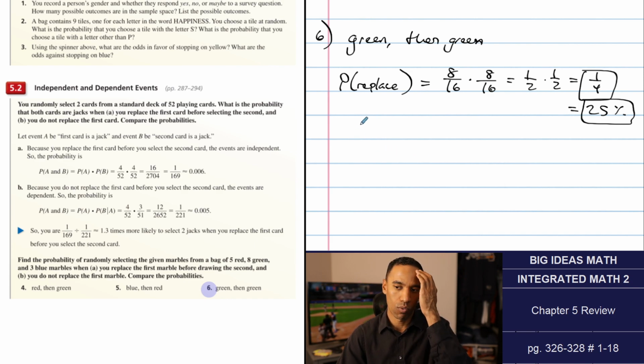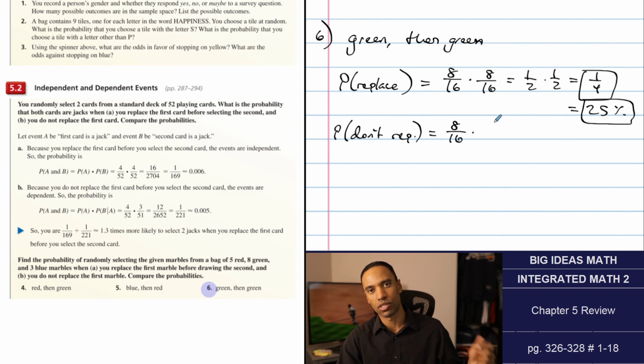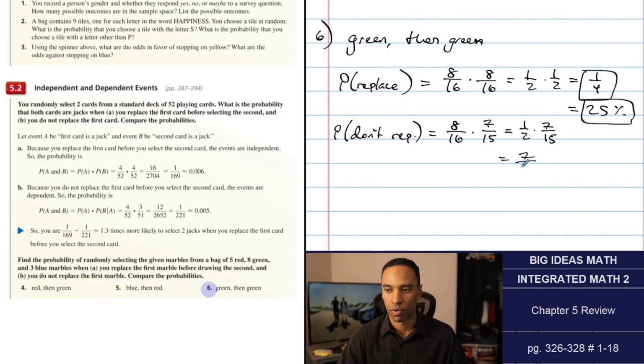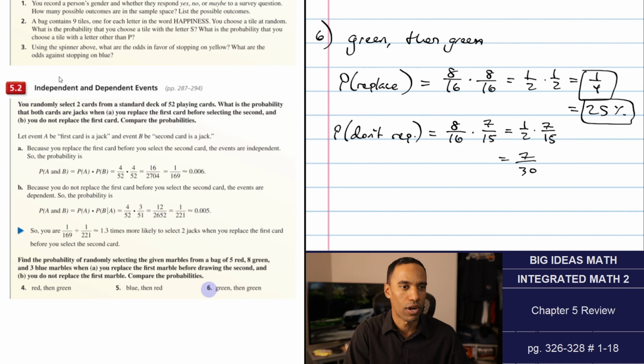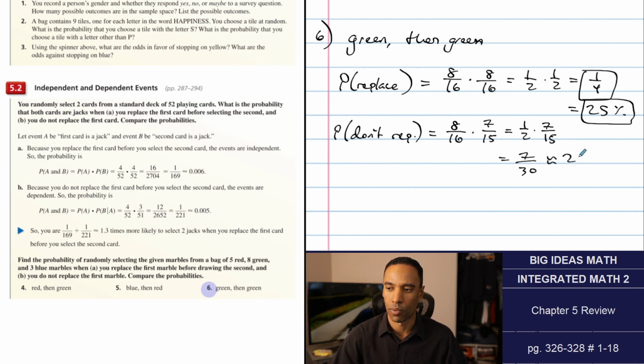Now this time we will not replace. Probability of don't replace. If we first draw a green, 8 out of 16, then we have to draw another green after not replacing this one. That means there are only 7 greens left out of 15 marbles total. So 8 out of 16 is still 1/2. 1/2 times 7/15, and that'll give you 7 over 30. Now 7 over 30, not a great score on a quiz. About 23.3%, which is lower than the other guy.